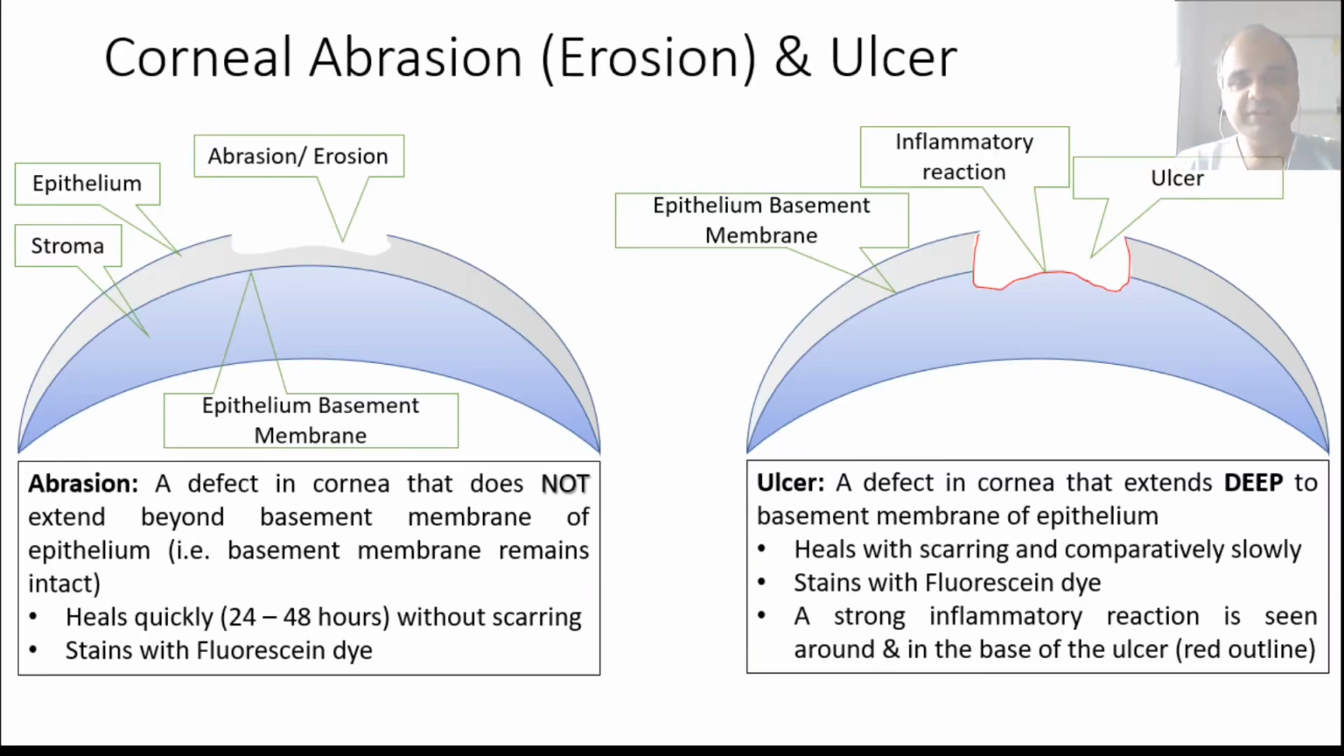So an ulcer is deeper. It extends below the basement membrane of the epithelium, whereas an erosion or an abrasion is something that remains within the epithelial layers above the basement membrane of the epithelium. Both of them will stain with the fluorescent dye.